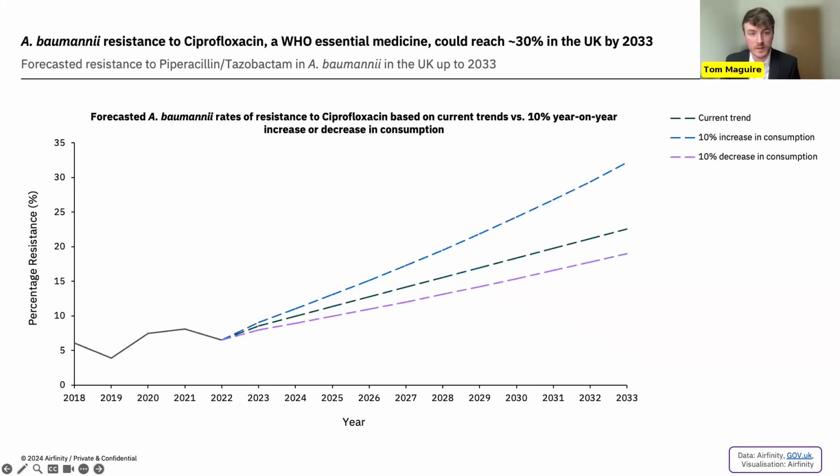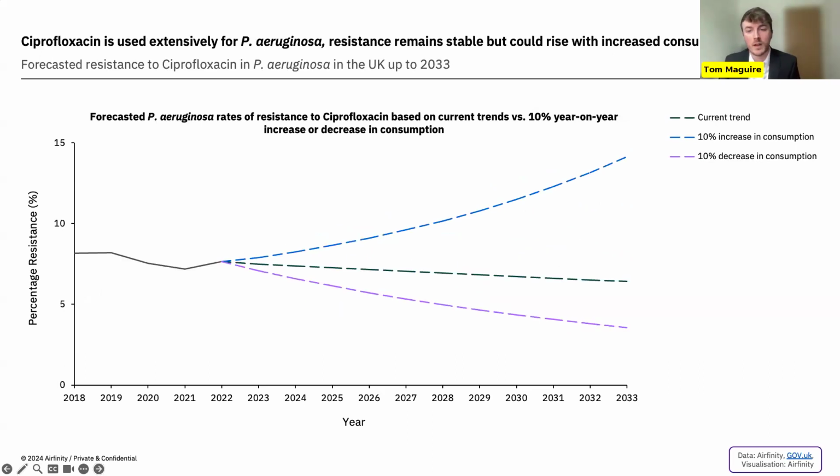We've also seen a similar trend to ciprofloxacin in Acinetobacter baumannii, with resistance going above 30% in an increased usage scenario. We've also, as I mentioned, done this for gentamicin as well, with resistance in Acinetobacter baumannii reaching up to 70% by 2033. And finally, we have an example for Pseudomonas aeruginosa. So again, using ciprofloxacin, resistance remaining relatively stable, even decreasing slightly based on the current trends. Again, I should highlight that this is still taking into account some of the 2020 data, but just highlighting the significant changes that could happen with even slightly increased consumption in Pseudomonas.